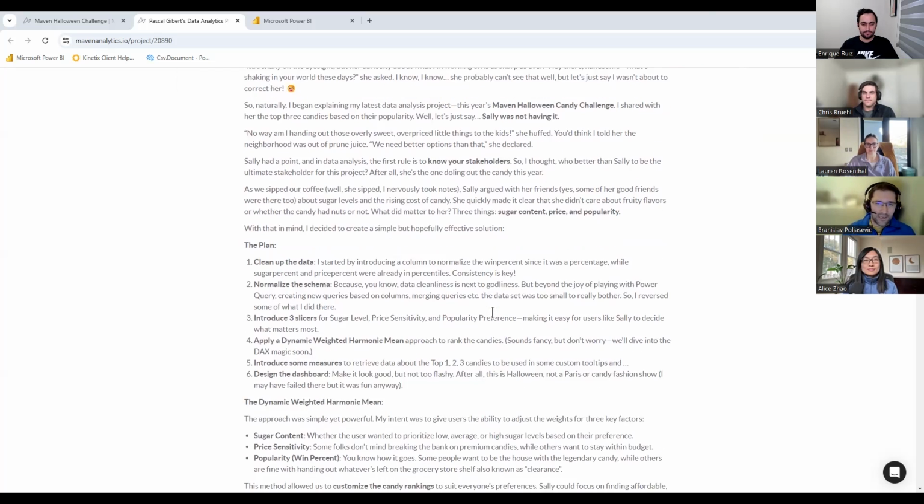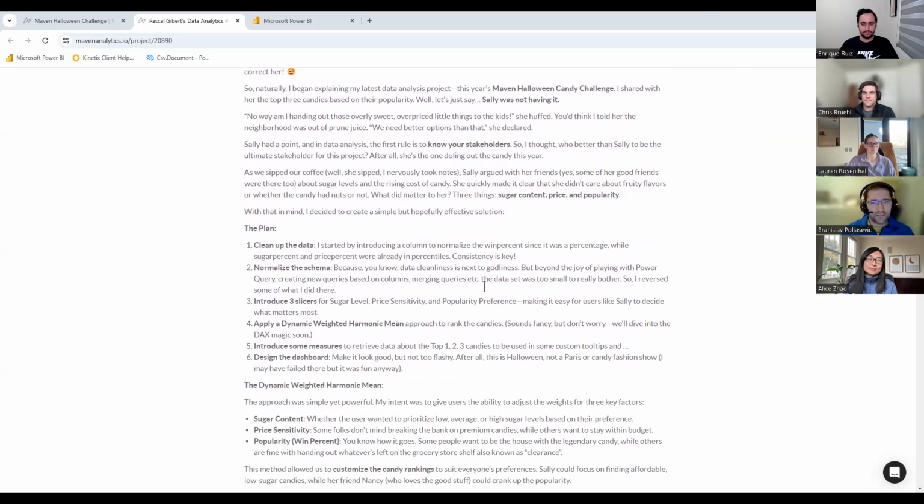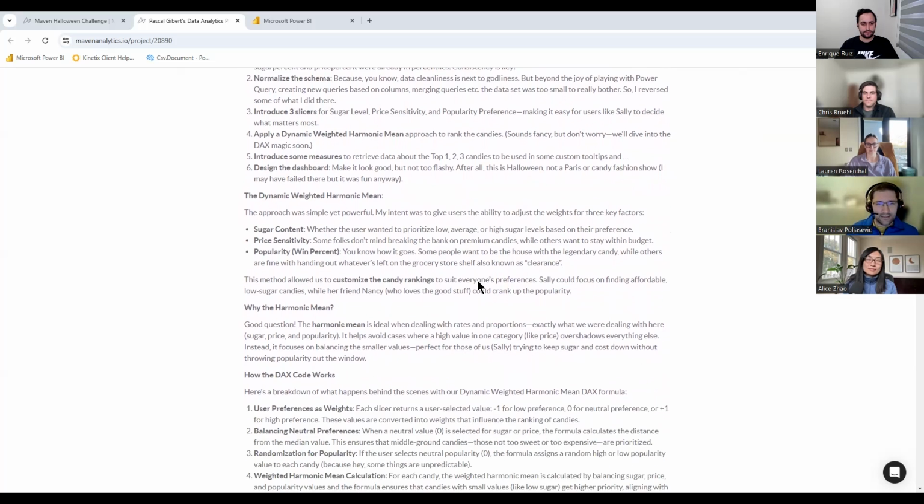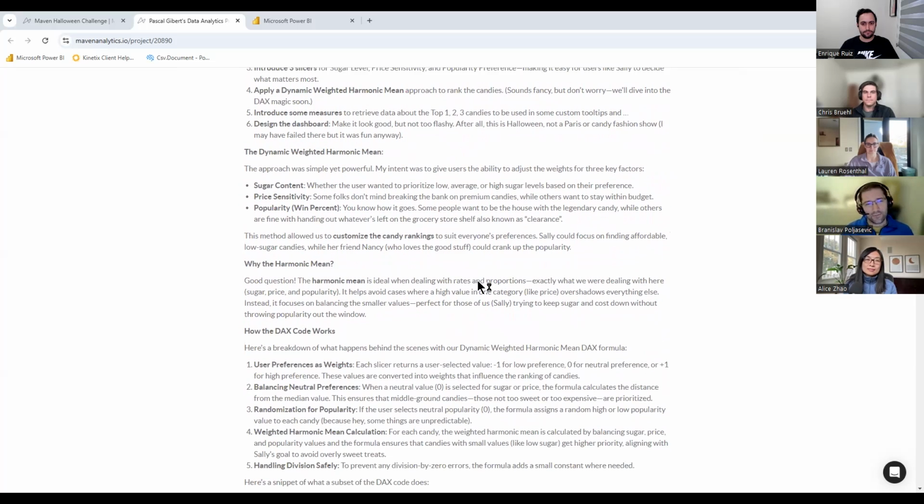Now, after that, he goes into the nitty-gritty of what he actually did. So the cleaning of the data, the usual stuff that we see in these challenges, and the engine that he chose to drive his finished product is the dynamic weighted harmonic mean. Harmonic mean is a type of arithmetic mean that's typically used when we are dealing with ratios, which, if you think about it, is the case here.